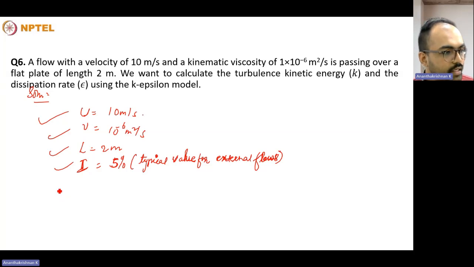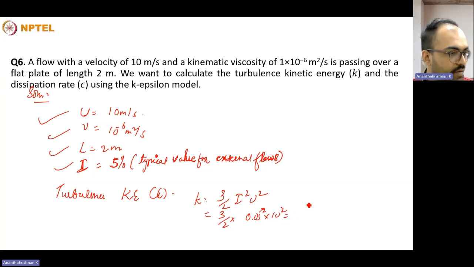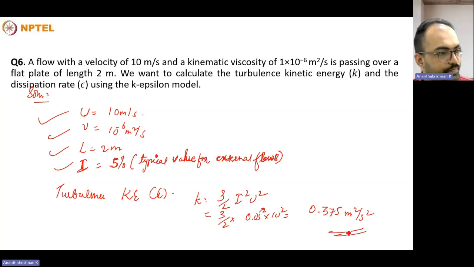So we calculate the turbulence kinetic energy, K. It's given by the formula 3 by 2 intensity squared into velocity squared. Straightforward: intensity is 0.05 squared and the mean velocity is 10 squared. So the value will be 0.375 meters squared per second squared. So that will be the turbulent kinetic energy.